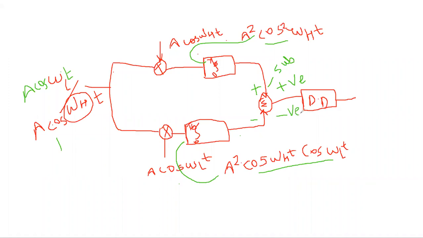So what does the decision device have to detect? If the output of the subtractor is positive, it will take the decision in favor of logic level 1, and if the output of the subtractor is negative, it will take the decision in favor of logic level 0. So this is how your BFSK signal is coherently detected at the receiver side. This is the concept used for your BFSK receiver.